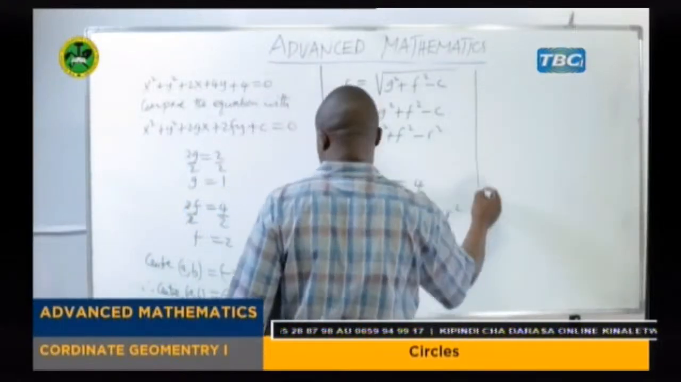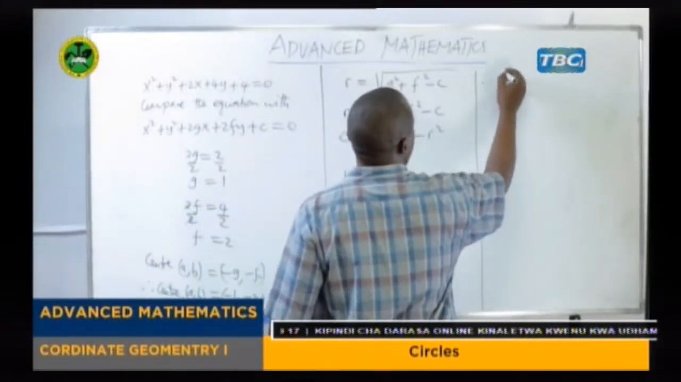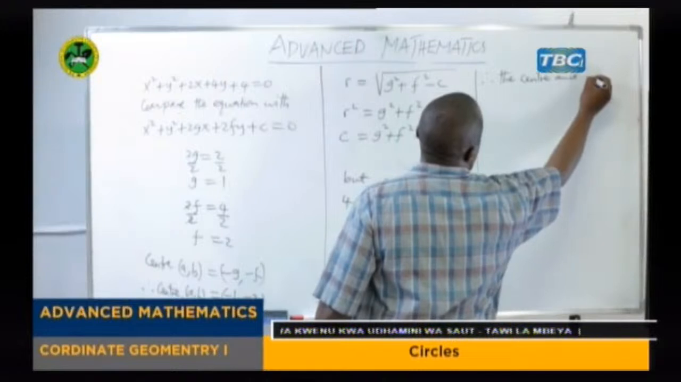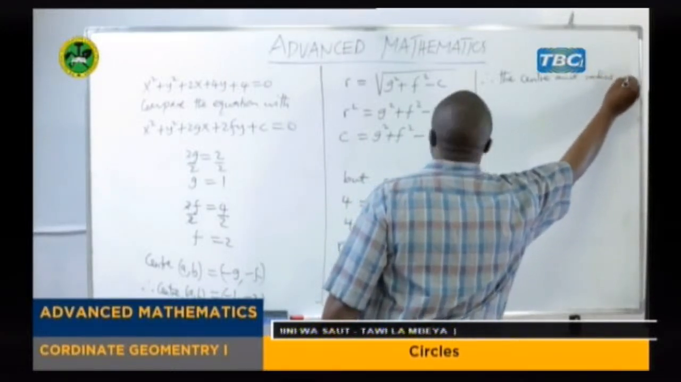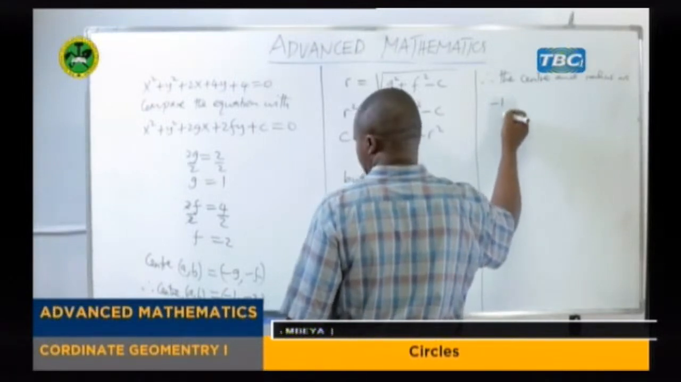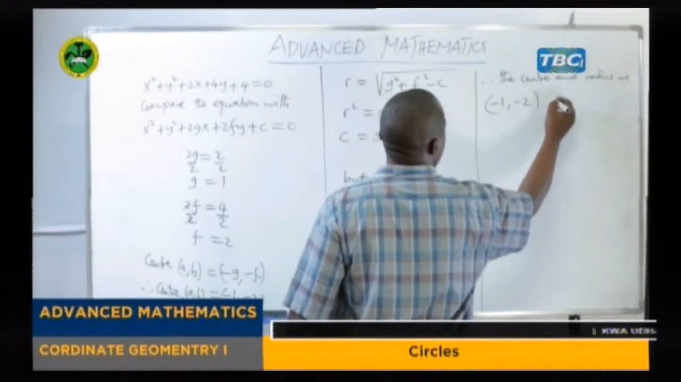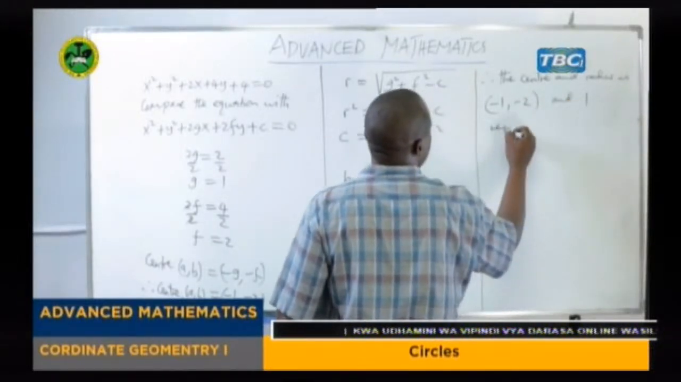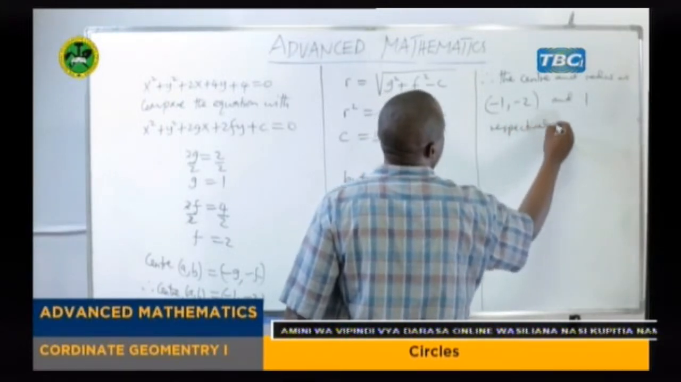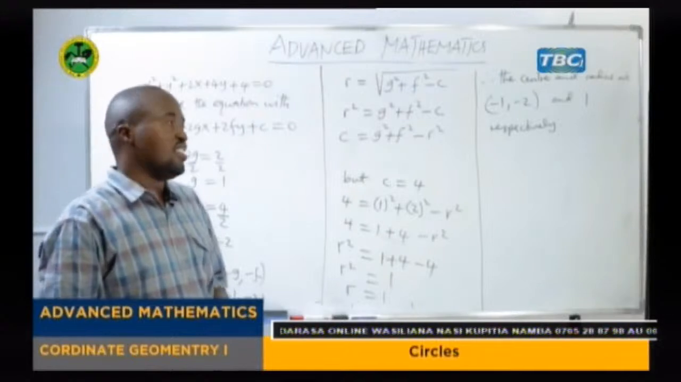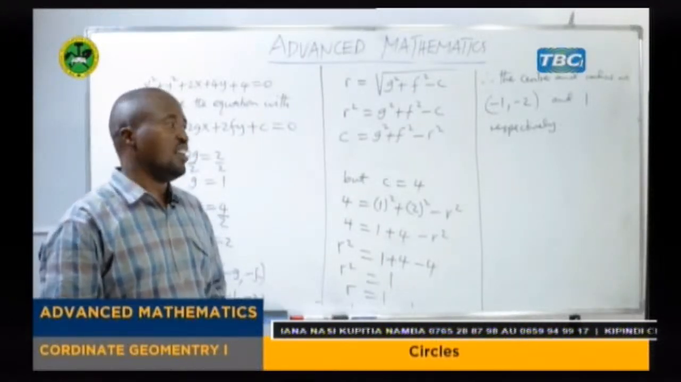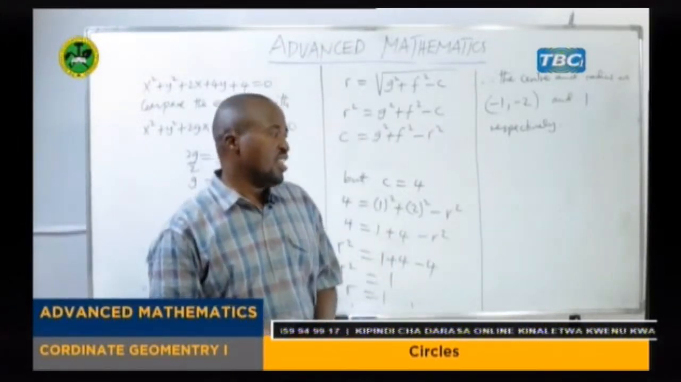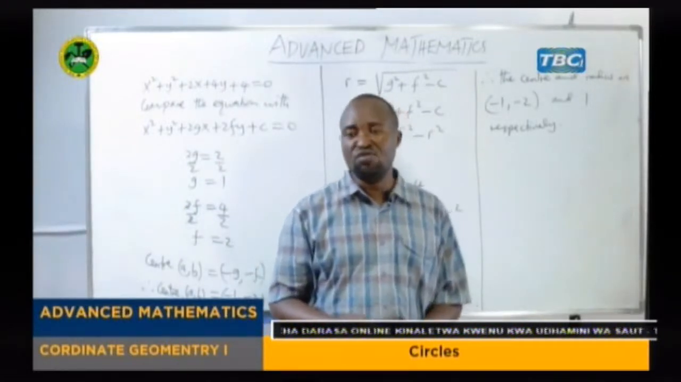Therefore the center and radius are (negative 1, negative 2) and 1, respectively. So that is the way to find the center and radius for the given equation of the circle. But again, my dear student, it is possible to use another alternative way.